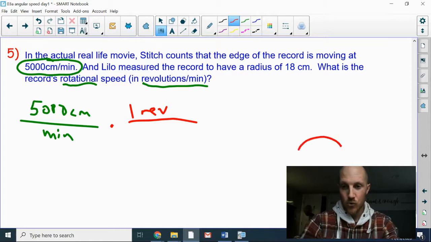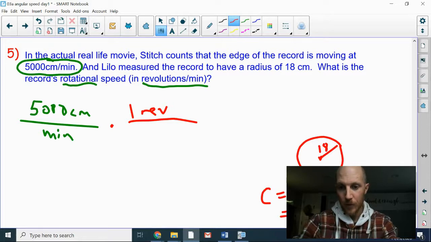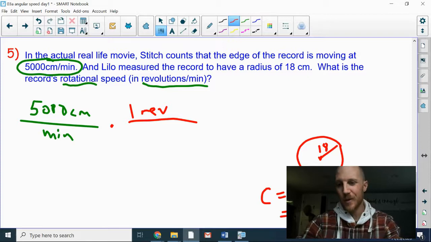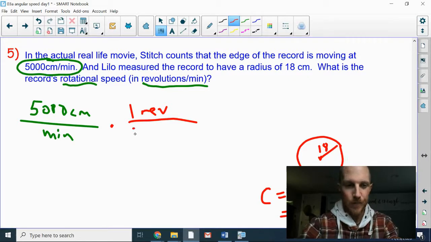So let's pretend this is my record player. Here's the center. Lilo measured the record to have a radius of 18 centimeters. So circumference 2 pi times 18, which, if I do some mental math, that's going to be 36 pi centimeters. And maybe I don't want to leave pi in there, but I can take care of that later. I can multiply the 36 times the pi now or later.